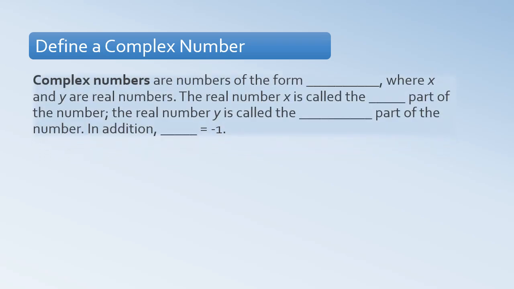Complex numbers are numbers of the form z equals x plus yi, where x and y are real numbers. The real number x is called the real part of the number. The real number y is called the imaginary part of the number. That's because the y is connected with the i, which is the imaginary piece. In addition, i to the second power is equal to -1.